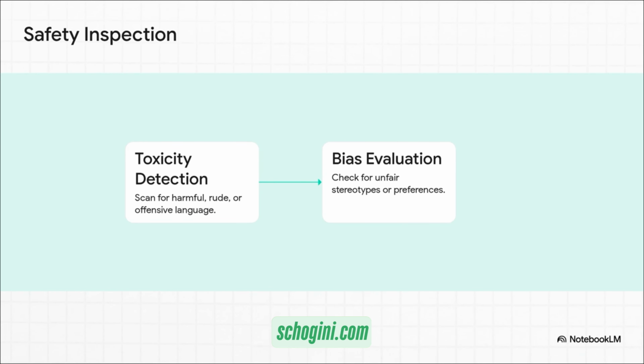And that brings us to one last absolutely non-negotiable step, the safety inspection. This is critical. Specialized tools are used to scan for toxicity, to flag any harmful, rude, or offensive language. And other tools are designed specifically to evaluate bias, to check for unfair stereotypes or preferences. This final layer of testing is what helps make sure the AI we're building is actually a responsible one.